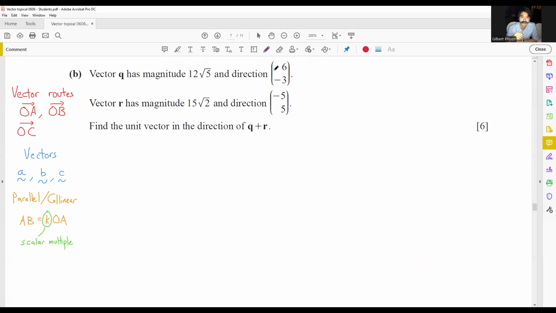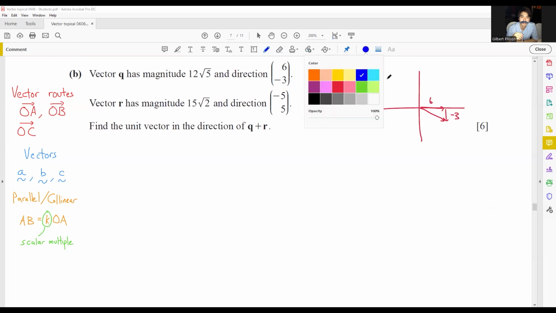First of all, as with all these questions without the graph, I would always encourage you guys to sketch out the diagram. 6, negative 3 is generally 6 here, negative 3 here. The direction will be this direction here. 6 and negative 3. Okay. As for R, it is negative 5 and 5. So it will be this direction here.